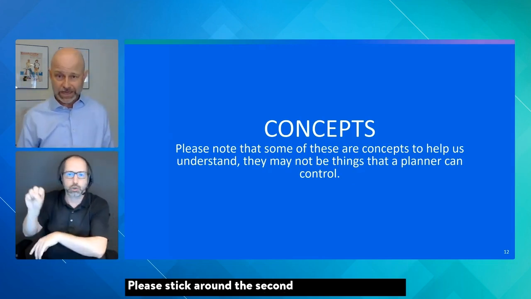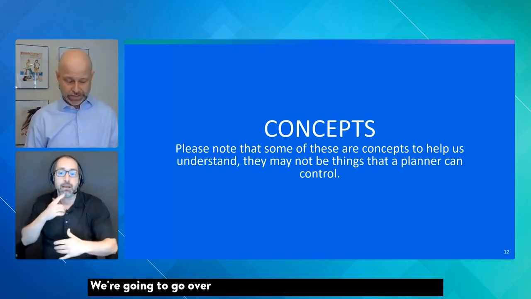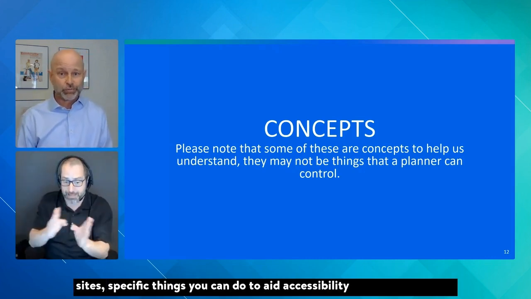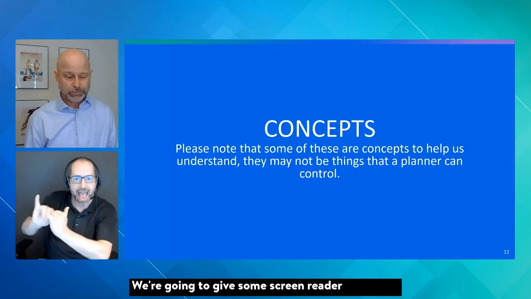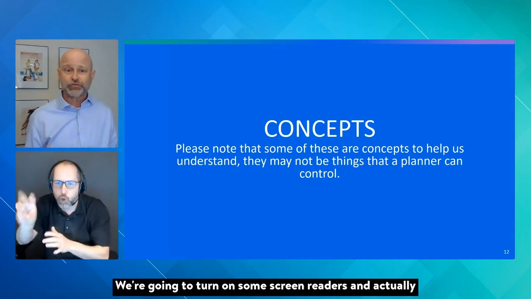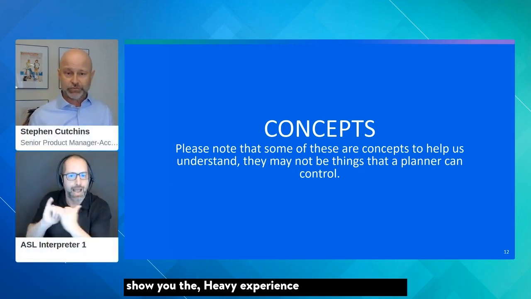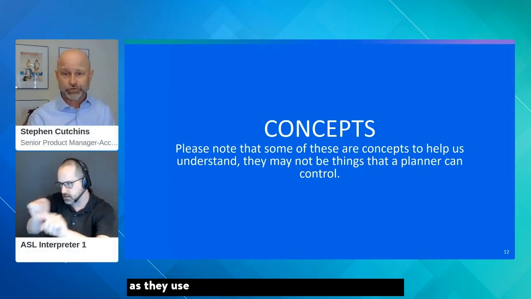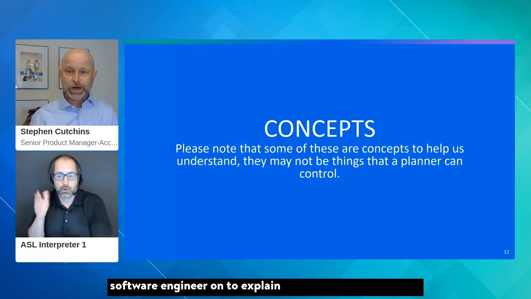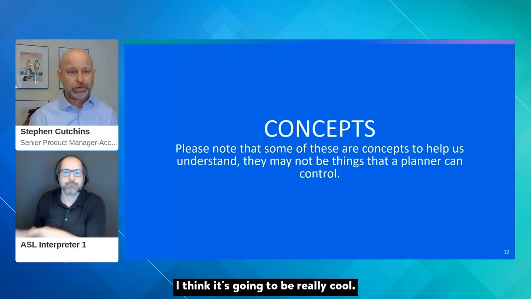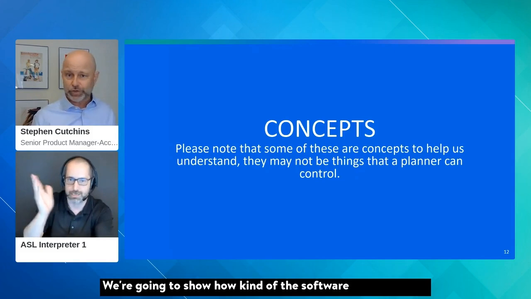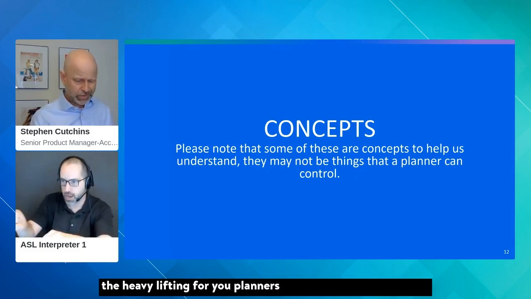Please stick around for the second half of this webinar. We're going to go over specific things planners can do when creating sites to aid accessibility for your attendees. We're going to give some screen reader demos. So we're actually going to turn on, like I mentioned, JAWS. We're going to turn on some screen readers and actually show you the attendee experience for your employees as they use your site. And we're also going to have a software engineer on to explain why those things happen. I think it's going to be really cool. Hope you please stick around. I think you're going to like it. We're going to show how the software can do a lot of the heavy lifting for you planners, because you're pretty busy.